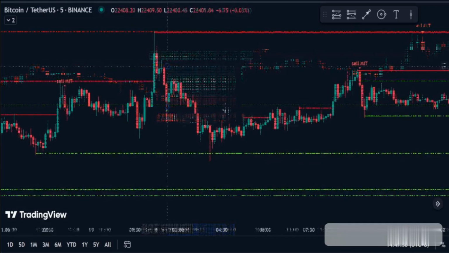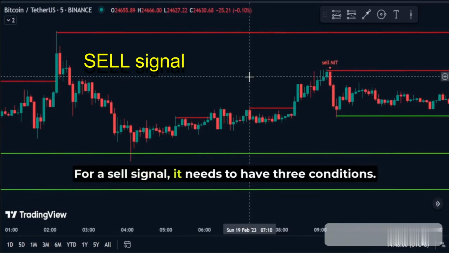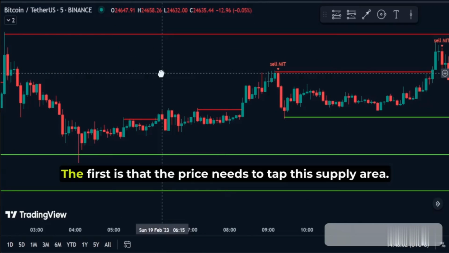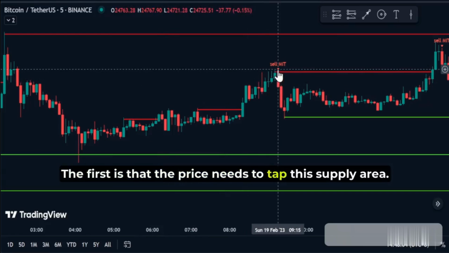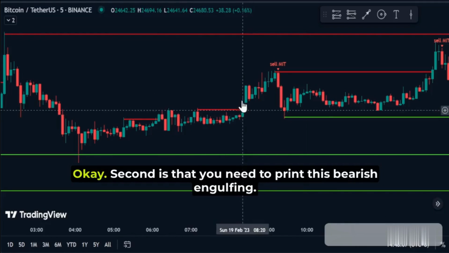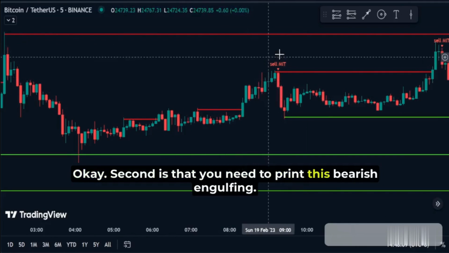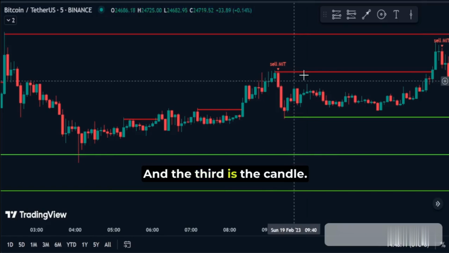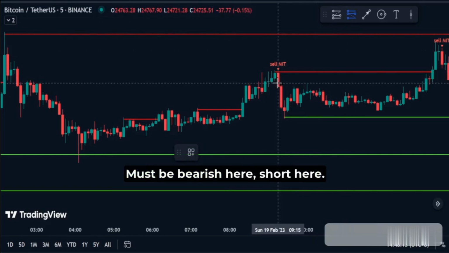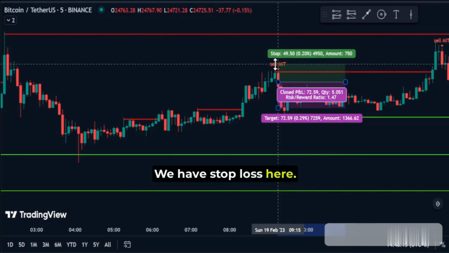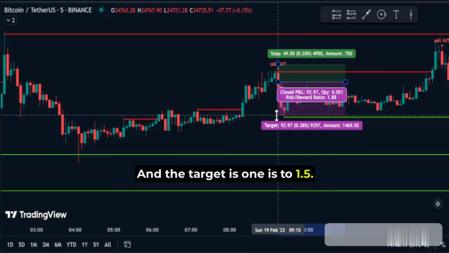For a sell signal, it needs to have 3 conditions also. The first is that the price needs to tap this supply area. Okay. Second is that it needs to print this bearish engulfing. And the third is the candle must be bearish. Take a short here with a stop loss here. And the target is 1 to 1.5.